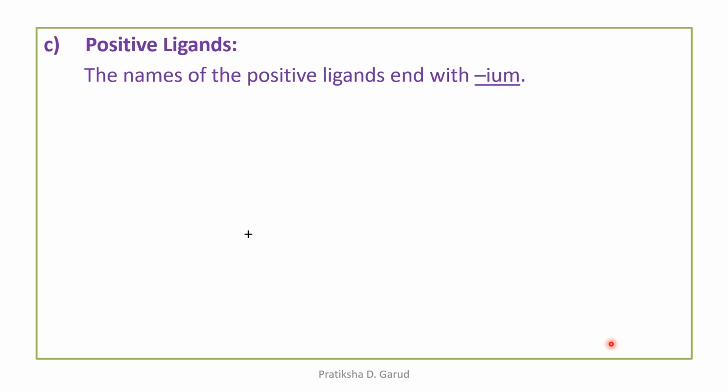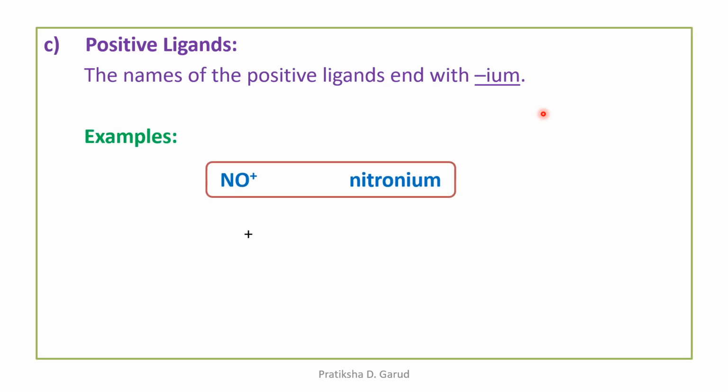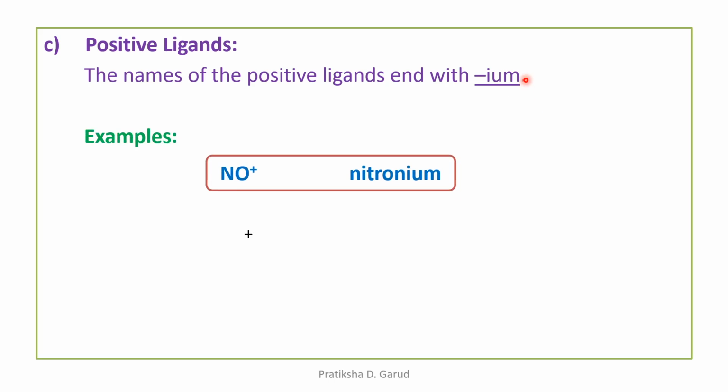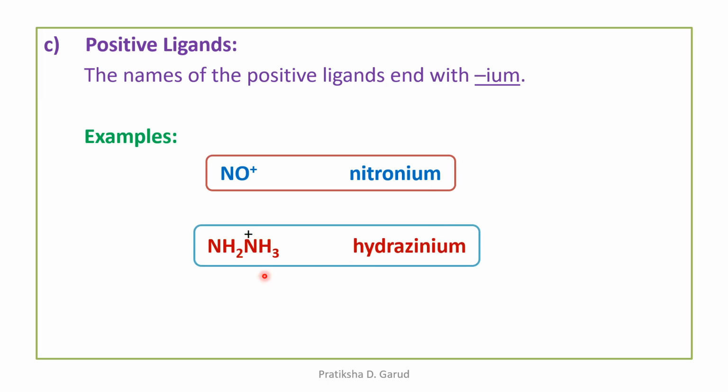So the names of the positive ligands end with -ium. Okay, so here are examples of the positive ligands. The first one is NO+, which is named the nitronium, whereas the second one is NH2NH3+, which is known as the hydrazinium. So these two are the examples of the positive ligands.